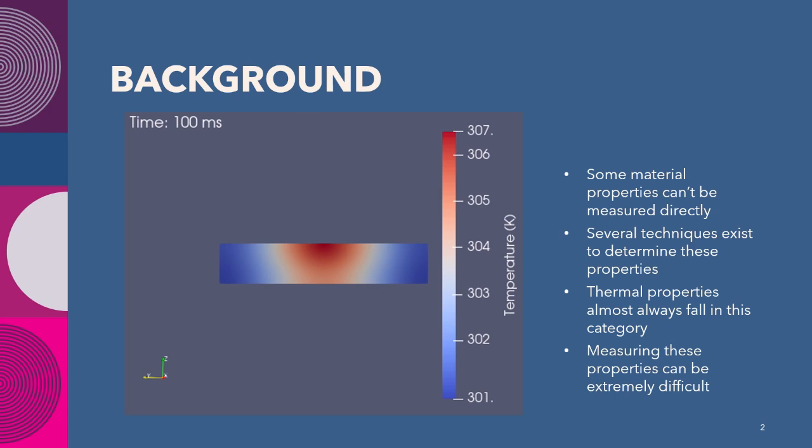These properties cannot be measured directly, so we typically come up with a forward model for these and then curve fit these models to our data by modifying the parameters in the model, such as thermal diffusivity. In this particular case, I will be focusing on thermal diffusivity, which is something I have done in the past for my research.